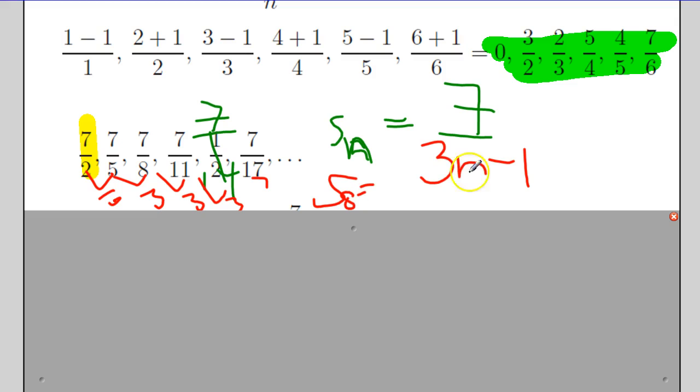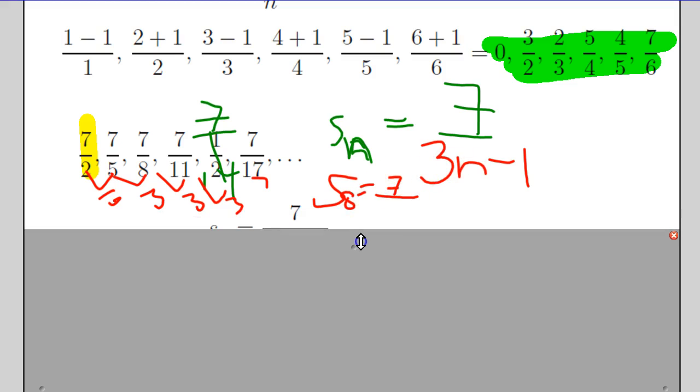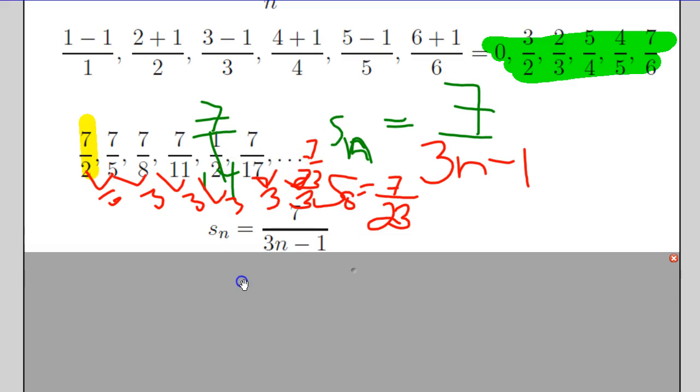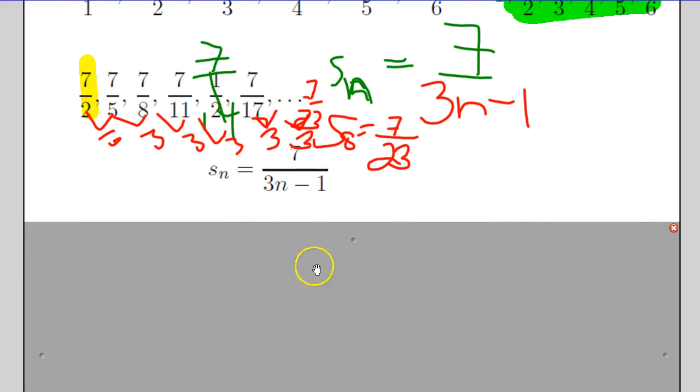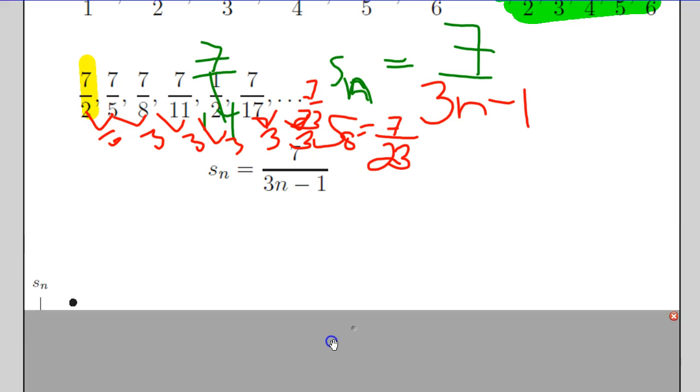As you can see, if we test it for the 8th term, S sub 8, I know it's going to look like 7 divided by 3 times 8 minus 1, which is 23. And that indicates the 8th term. If we were to do the same process and add 3, we would get that answer, 7 over 23. 1, 2, 3, 4, 5, 6, 7, 8. All right, so it works. That's our rule, our general term, okay?